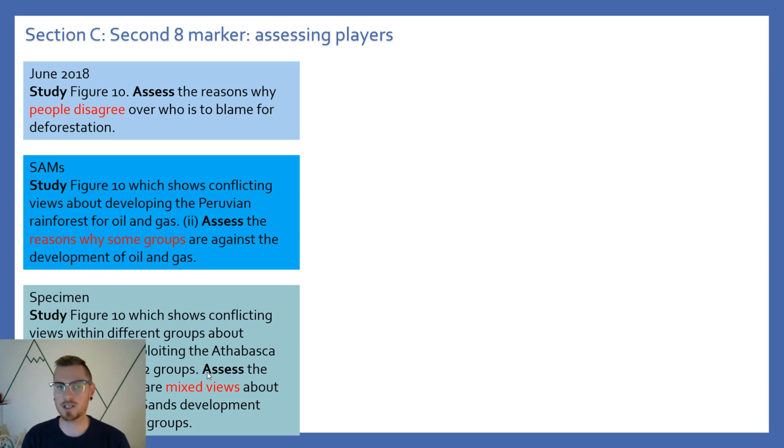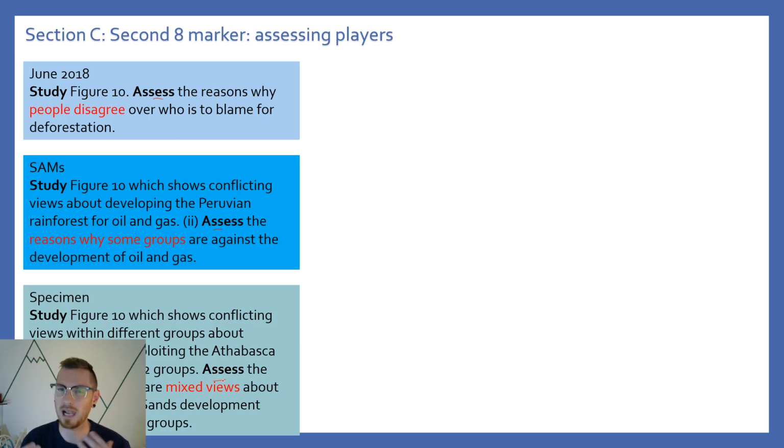Okay, section C, second 8 marker. Right, this has so far been assess again, could be evaluate. We'll stick with assess for the time being. And this is the last question on section C before you transition onto the last section and last question. So far, we can see we've got June 2018 SAM specimen. It has been, again, assess.